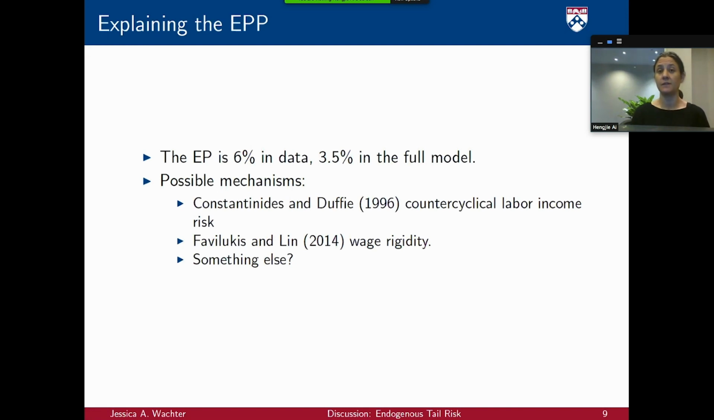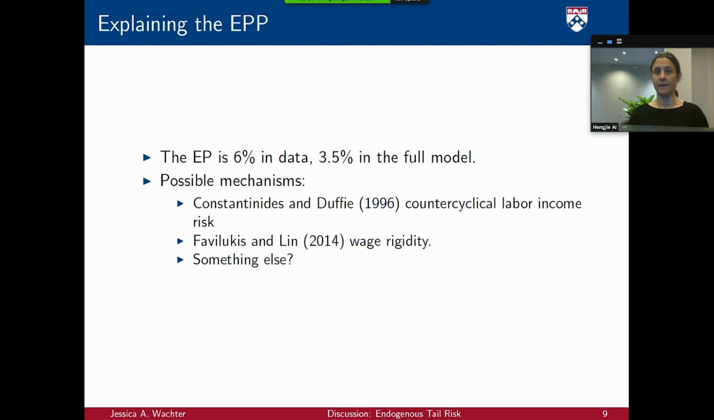Okay, so the first is, well, it works. The equity premium is 6% in the data. It's 3.5% in the model, which is a lot bigger than basically 0, which it was if you don't have any commitment. And so the question is, why exactly is this the case? As I was reading this paper, several possibilities came to mind.